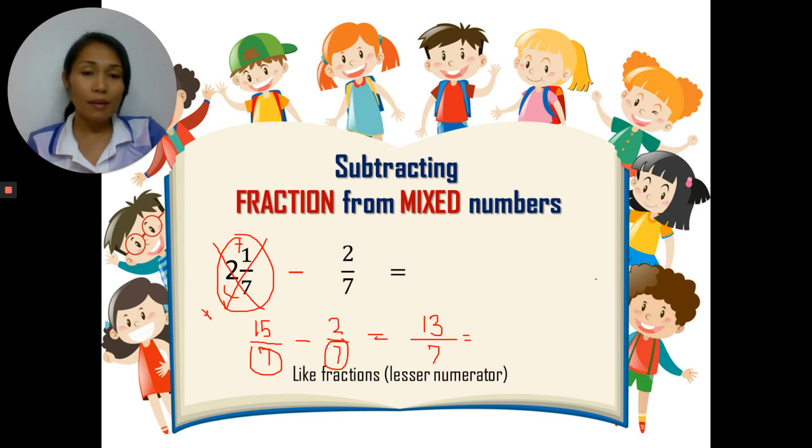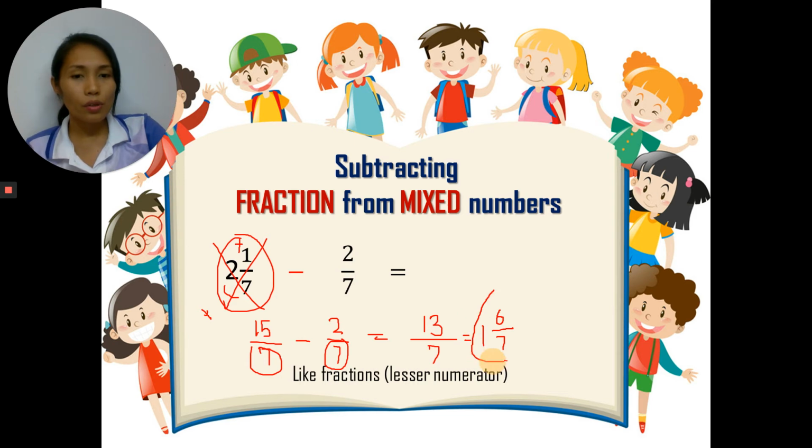13 divided by 7. 2 sevens is 14. So we cannot have 2 sevens because the numerator is only 13. So there's only one 7. And the numerator is 6. Copy the denominator 7. Okay, are you confused? Where did I get 6?